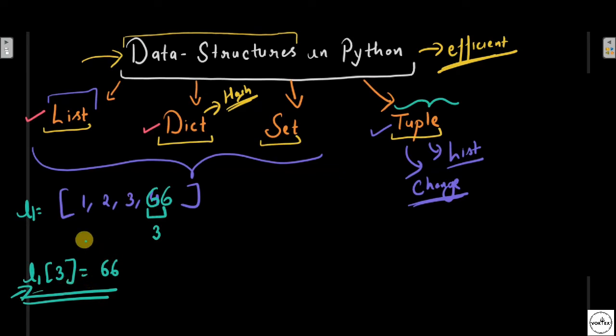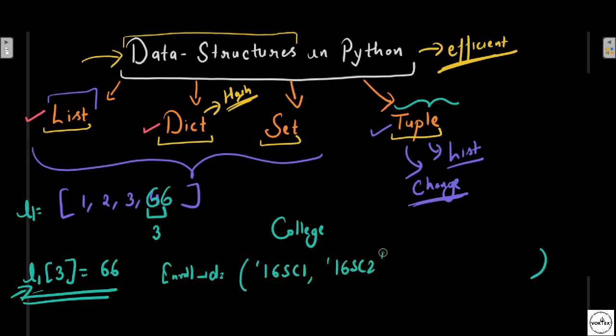So let's talk about a real world instance. Imagine, let's say, in a college. Imagine a college has to store the enrollment IDs of all the students. A tuple typically gets defined using small braces. I can say, let's say I have some IDs like 16 SC1, 16 SC2, and so on and so forth. And this is something the college wants, that this data doesn't need to be changed throughout the year. So it is always good to use a tuple in such use cases.